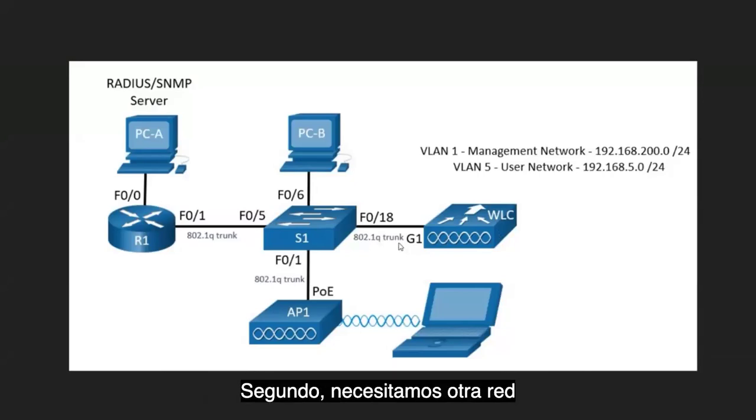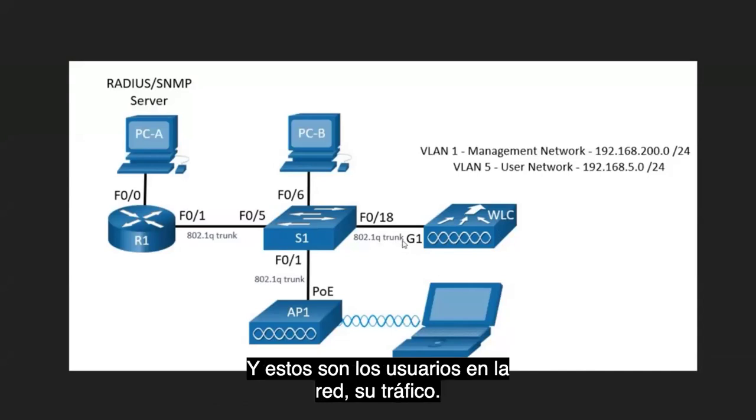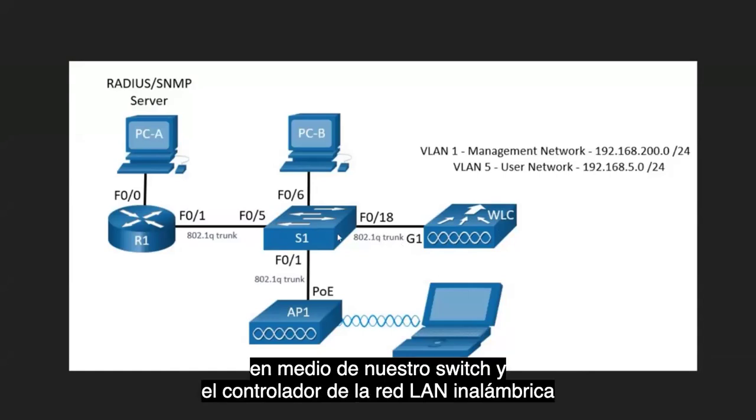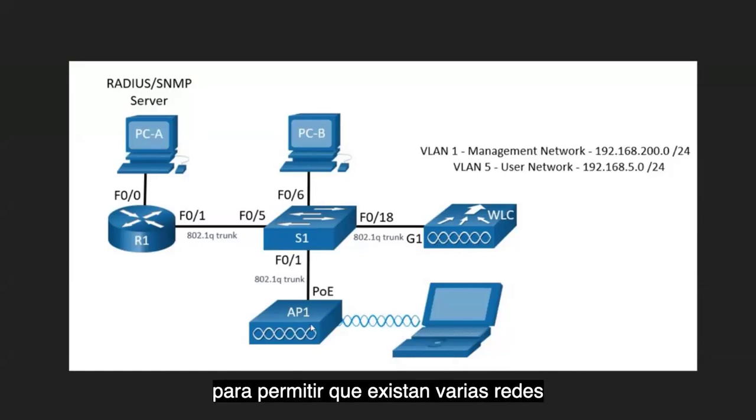Secondly, we need another network which is going to connect the user traffic from the access points to the wireless LAN controller. And this is the users on the network, their traffic. So we will see these trunk connections in between our switch and the wireless LAN controller, and then even switch into our access points to allow multiple networks to exist and be segmented on those cables.